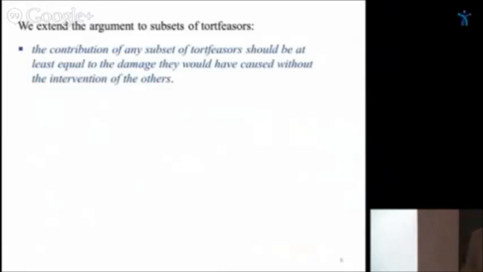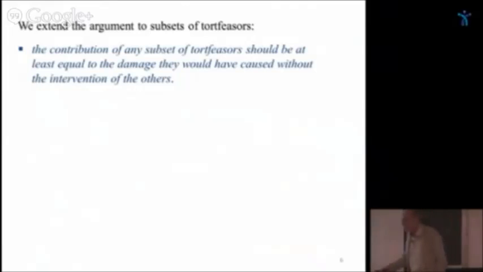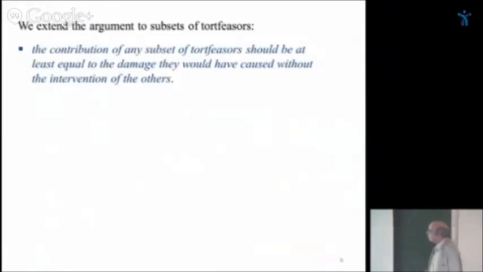So we extend, actually, we'll come back to that, because we extend the argument to subsets of tortfeasors. Could use already the word coalition, of course, but here in this setting. So for the contribution of each subset of tortfeasors, there is a minimum on what a subset of tortfeasors pays, and this is their potential damage. The damage that they would have caused without the intervention of the others.